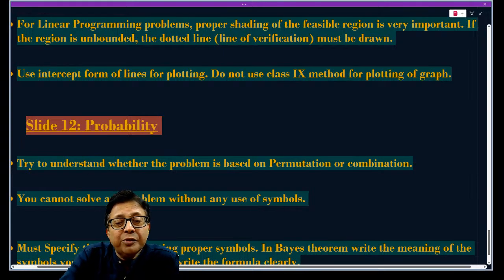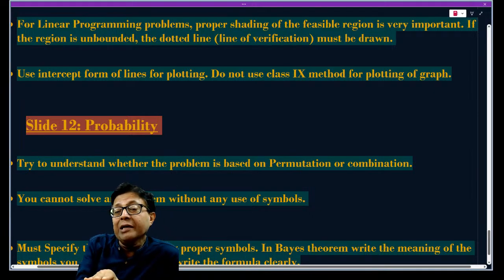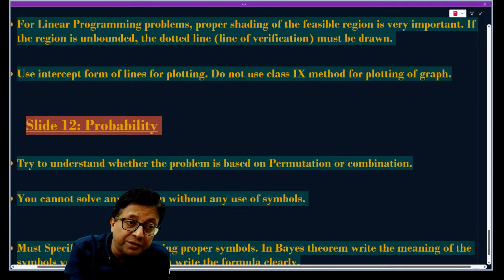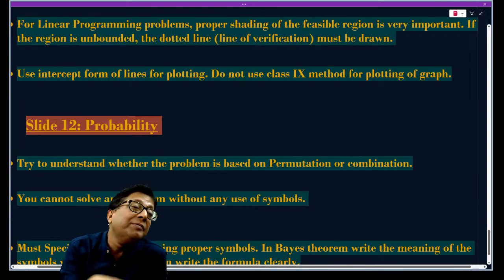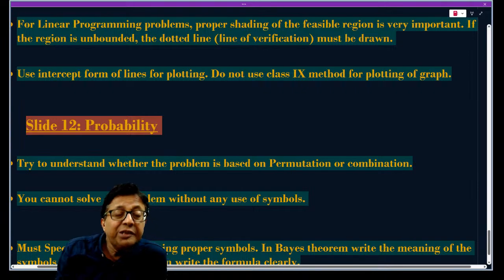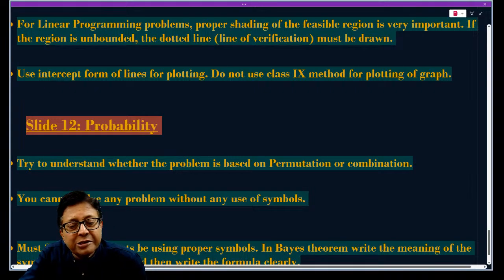Try to understand whether the problem, in probability I am discussing, is based on permutation or combination. Clearly, if something is being arranged, it is permutation; selection or committee formation will be combination. So a probability sum may be asked on permutation or on combination. You cannot solve any problem without the use of symbols. Probably marks will not be given. At least step marks will not be given if you don't use proper symbols. Must specify the events by using proper symbols.